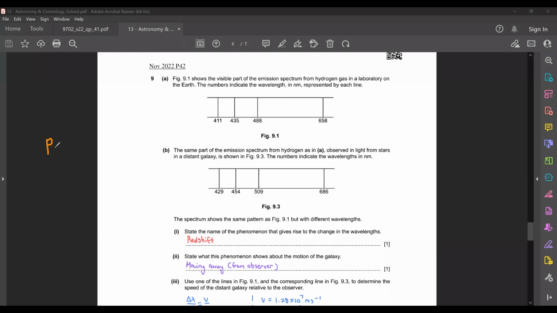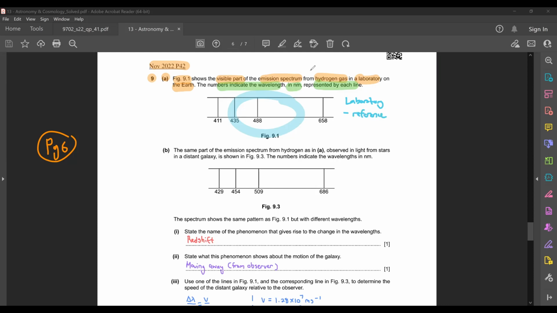Now, if you look at page 6 of your worksheet, this will be November 2022 P42. For this part of your question, figure 9.1 shows the visible part of the emission spectrum from hydrogen gas in the laboratory on the Earth. The numbers indicate the wavelength in nanometers represented by each line. So what you have here is the emission spectrum done in a laboratory. You can think of this as your reference emission spectrum.